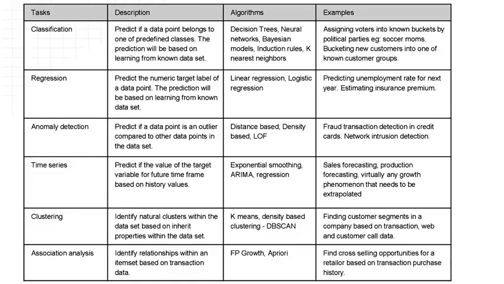Now coming to various algorithms with examples. For example, we have this first task of classification. It will predict if the data point belongs to one of the predefined classes. The prediction will be based on learning from the known data set, that is the already existing data set. Examples are algorithms like decision trees, neural networks, Bayesian models, induction rules, k nearest neighbors. And here we can see the example of assigning voters into known buckets by political parties.